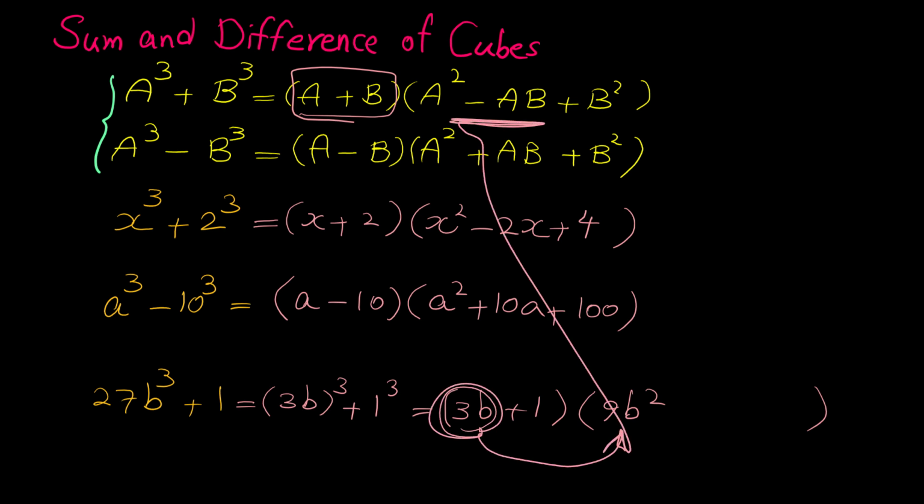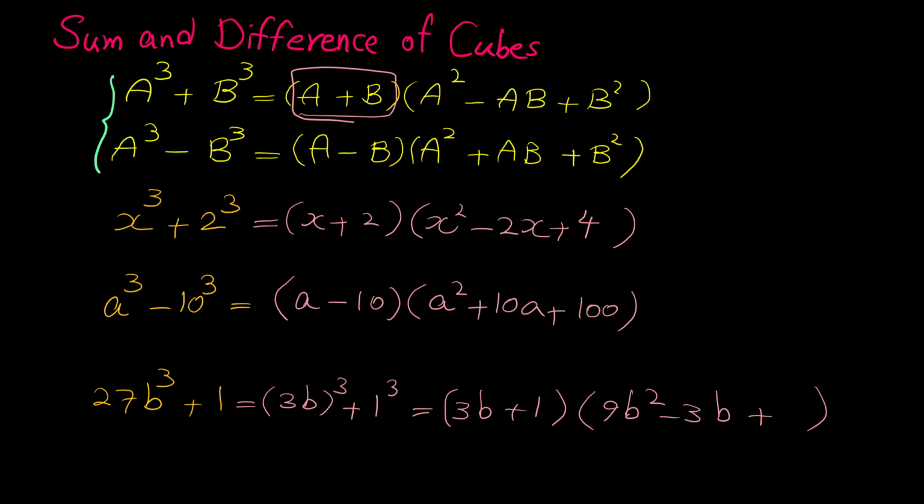Then minus a times b. 1 times anything is itself, so 3b times 1 is 3b, so minus 3b. And finally we have plus b to the 2, b is 1, 1 to the 2 is 1. So this is the factored form of this expression here. And let me explain something here.